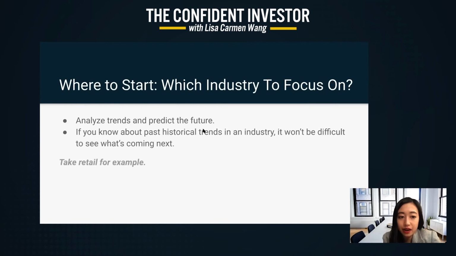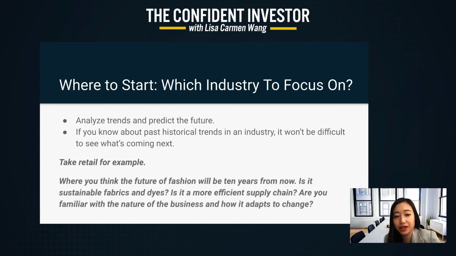And I like to take this example also for retail. I was actually talking to a friend of mine who works in fashion, and she said, I don't know anything about finance. I've never invested before. And I said, well, you actually know a lot because you've worked in retail, you've worked in fashion all your life. And so we talked through some of these questions.